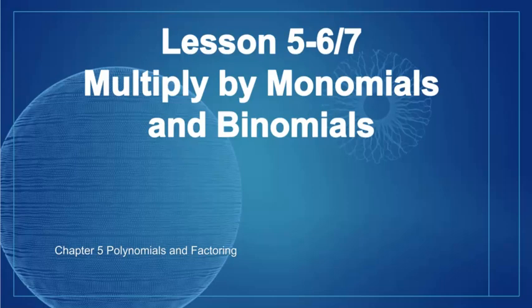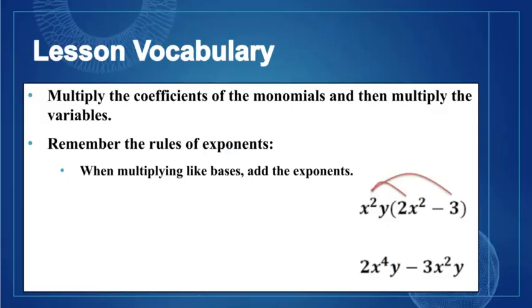5-6 and 5-7, multiply by monomials and binomials. So in this video, we're going to go through some examples of how you multiply monomials and then how you multiply with binomials. So first off, let's go through with monomials. Remember, a monomial is just a group of numbers and or letters.